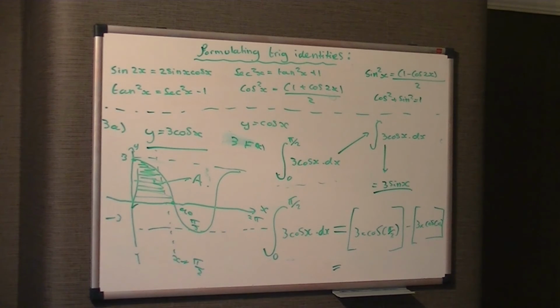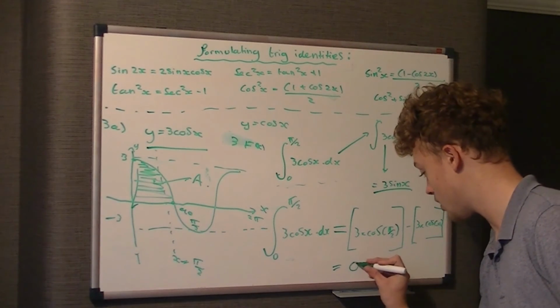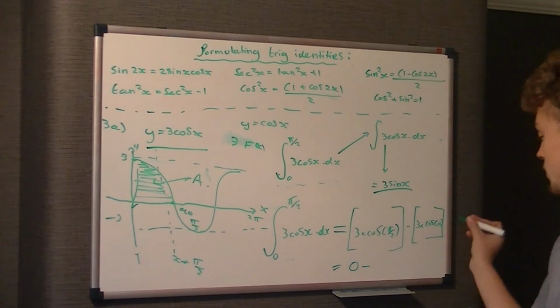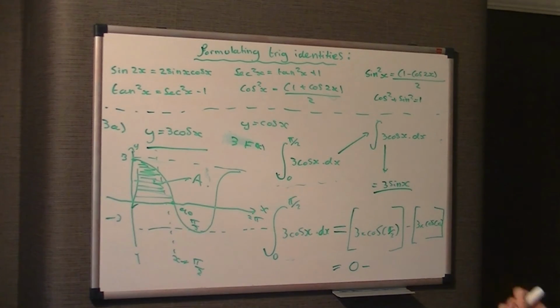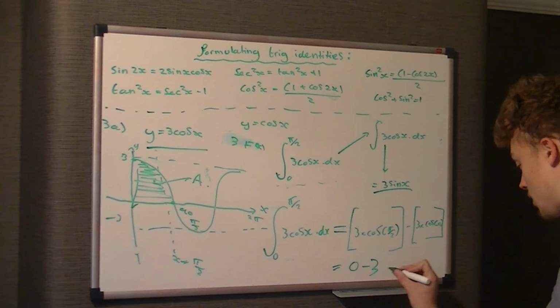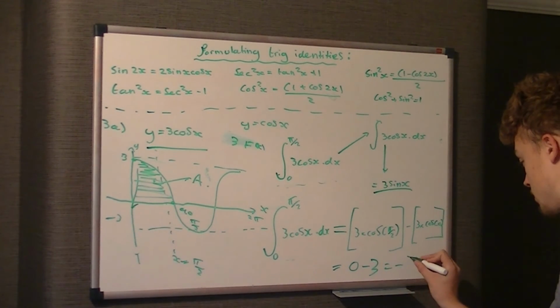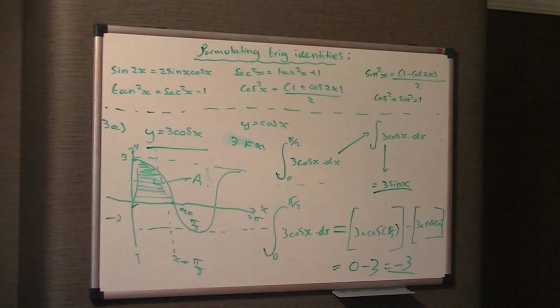Sorry, calculators get the better of me sometimes. So that's 0. Take positive cos x, which is cos of 0, which is 1. Take 3 equals minus 3. So minus 3 should be your answer.